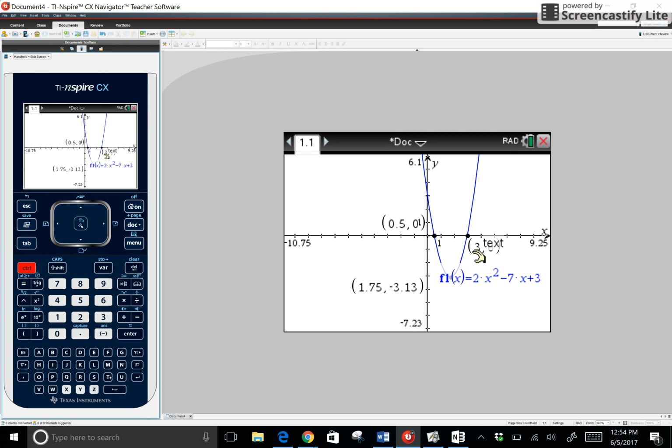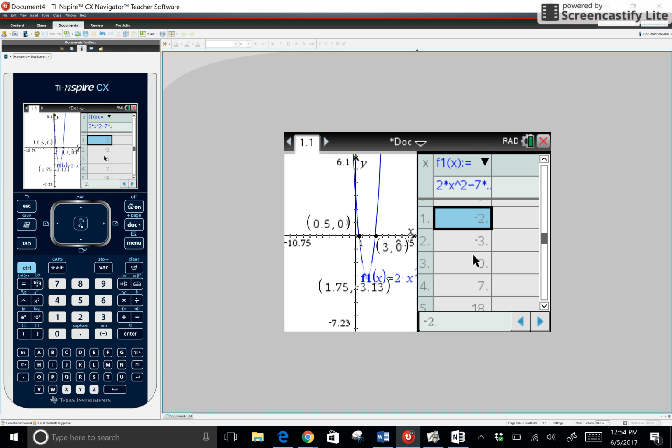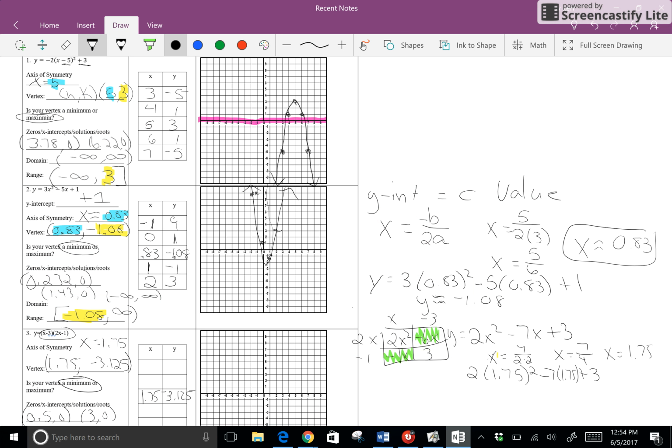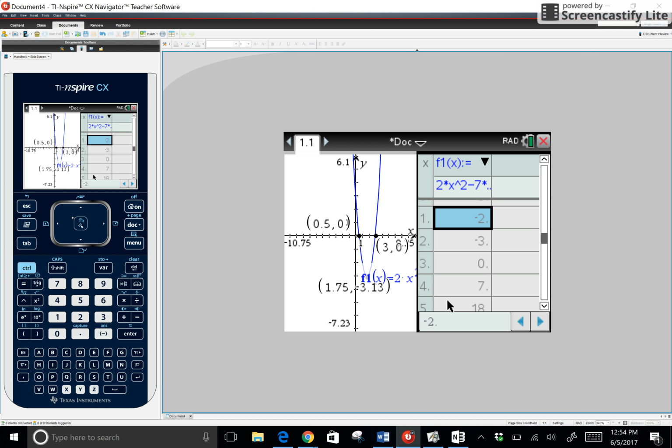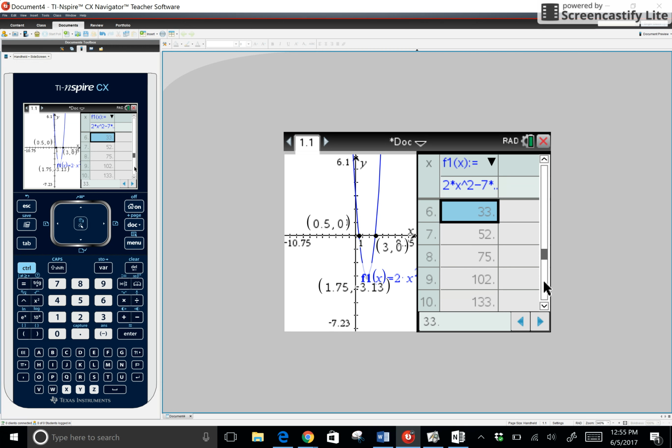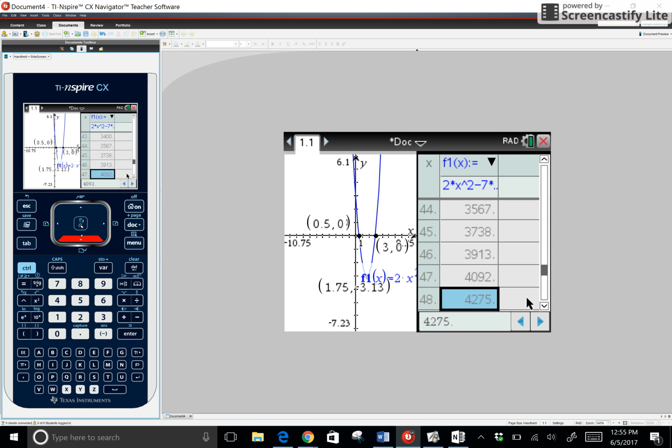To find the table, Control T. And then personally, I would just graph the ones that you can see. But 1.75 falls between 1 and 2. Sorry, my calculator is spazzing out.